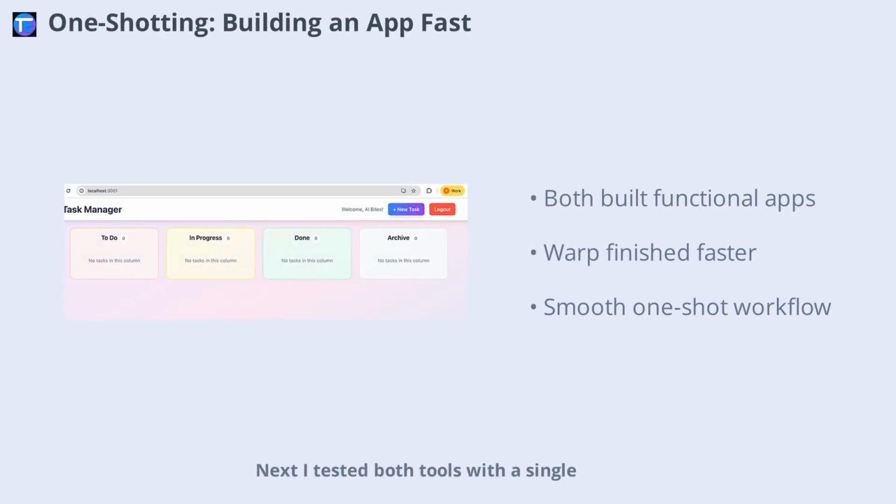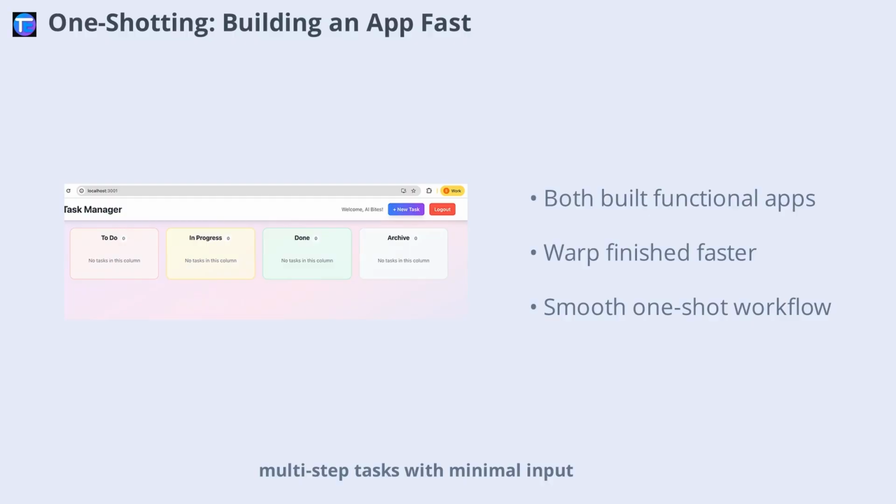Next, I tested both tools with a single prompt to build a full-stack task management app. Both Claude Code and Warp generated functional UIs, but Warp completed the task faster, launching the app on port 3000 before Claude Code could. This speed advantage, combined with a smooth user experience, highlights Warp's efficiency in handling complex, multi-step tasks with minimal input.